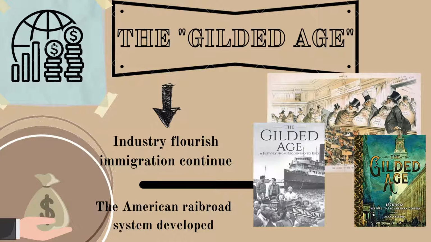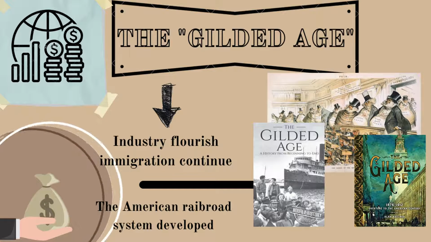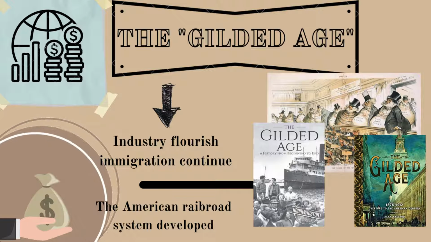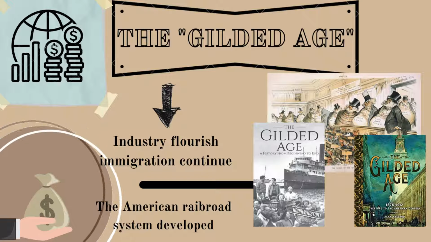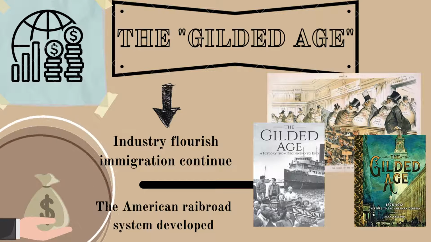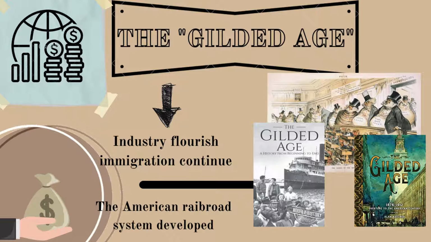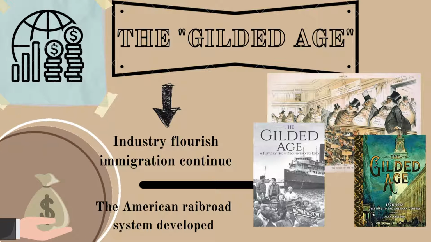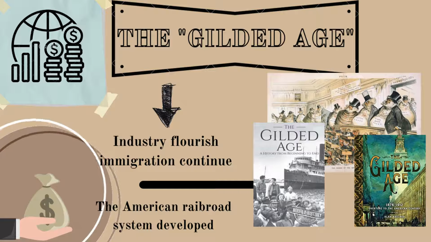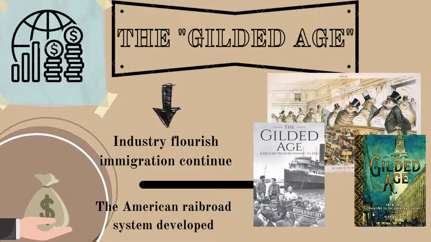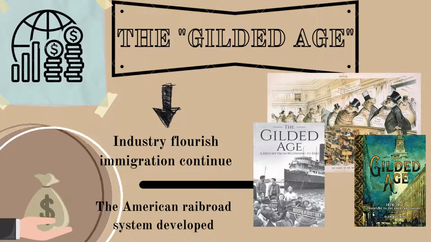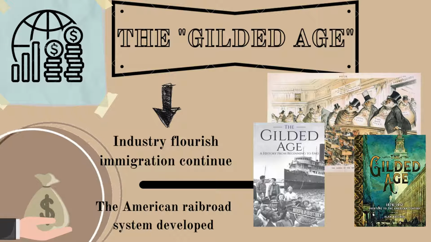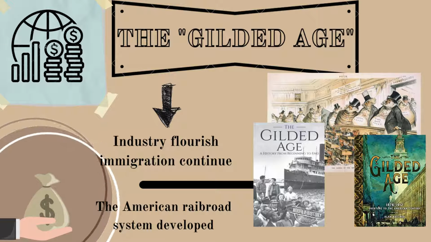Steel and iron production flourished, and the development of gold and silver mining led to the need for an improved transport system. The American railroad system developed, and great fortunes were won by men like John Rockefeller and Andrew Carnegie, who exploited the oil and steel industries respectively. The Gilded Age also took its name from the great fortunes created and the lifestyle that this wealth supported.